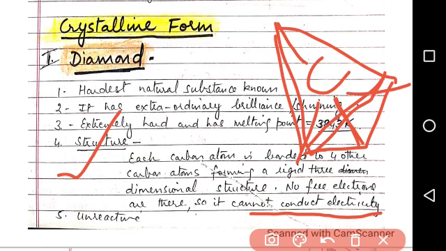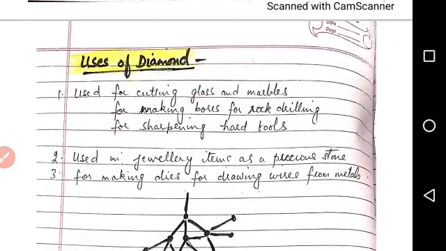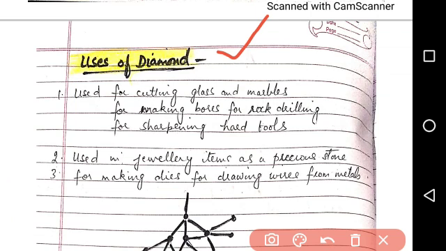Reasoning questions are asked from here: why it cannot conduct electricity. Fifth point is diamond is totally unreactive, again because all the electrons are bonded and no free electron is there. Now, uses of diamond. What are the various uses of diamond? As it is a very hard substance, it is used for cutting glass and marbles. Secondly, it is used for making bores for rock drilling. Third, for sharpening hard tools. So in these various processes, diamond is used.